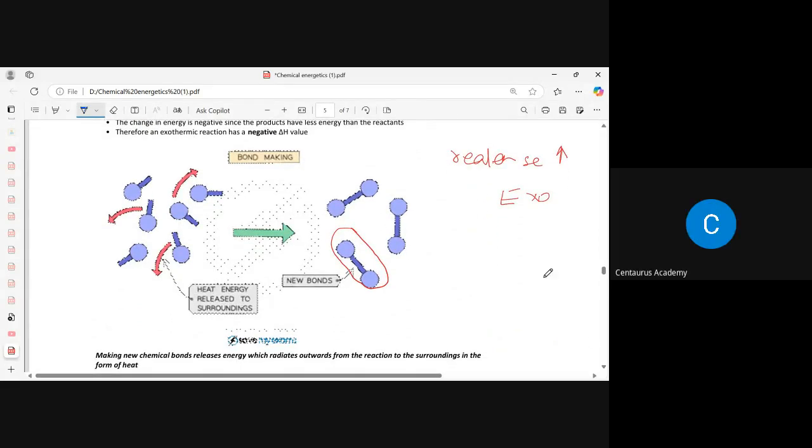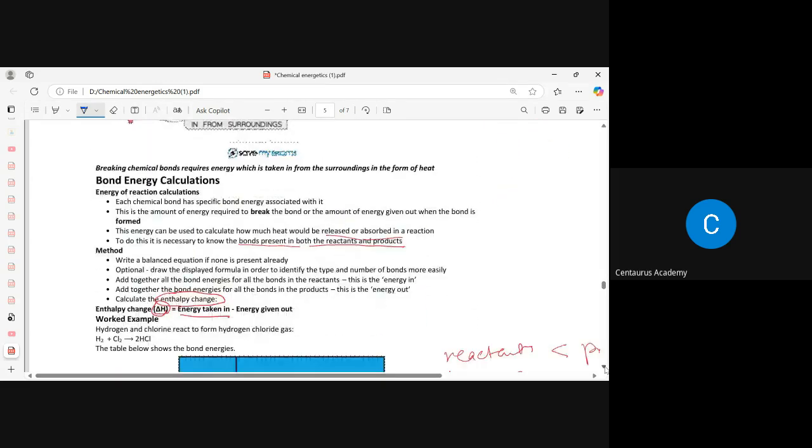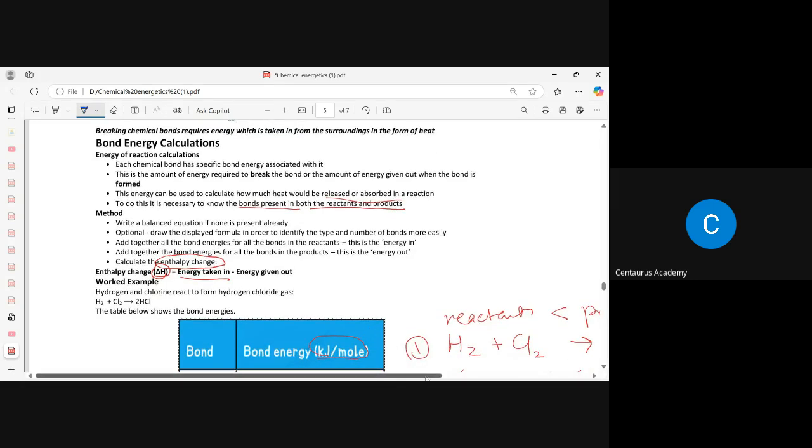Okay. So if I say that more heat energy is released to the surroundings while forming new bonds, this means that the reaction has to be exothermic. And when I say that less heat energy is released into the surroundings as compared to what was taken in, this means that the reaction has to be endothermic. Okay. Any questions so far? Yes, Ayla, Basit. No, ma'am.